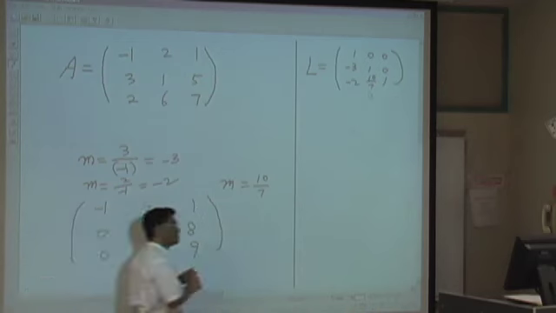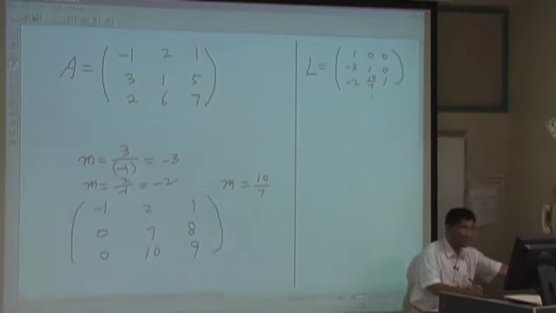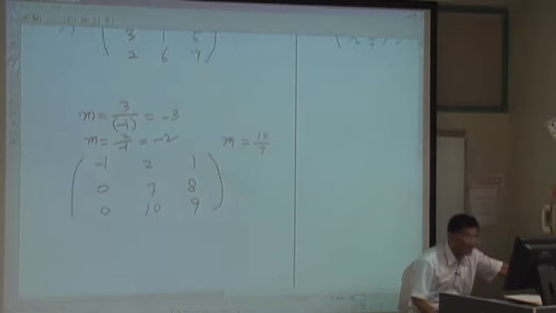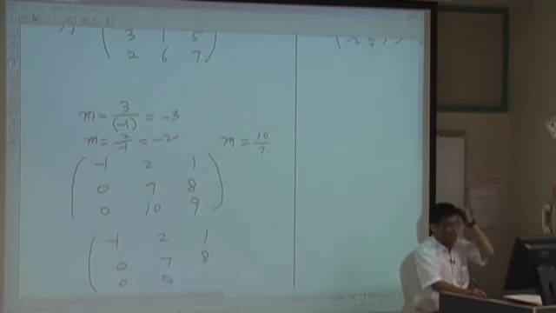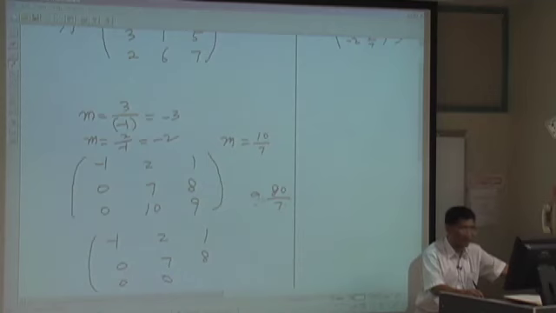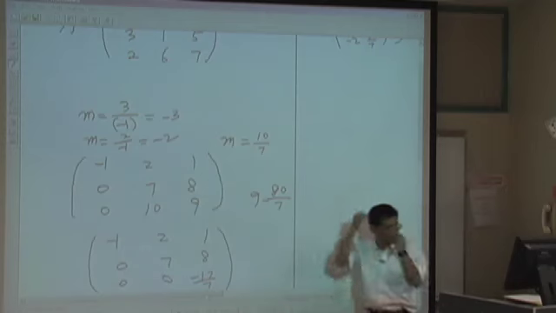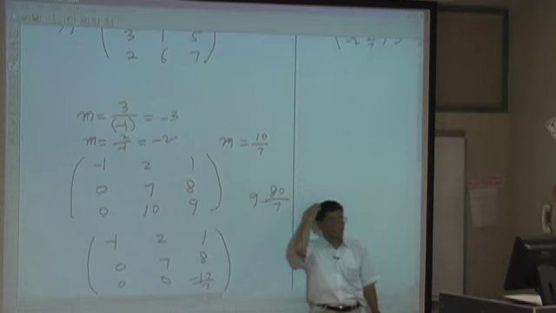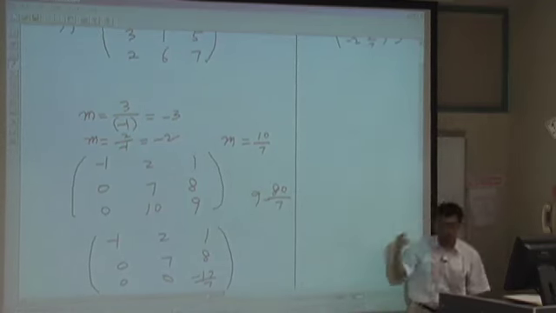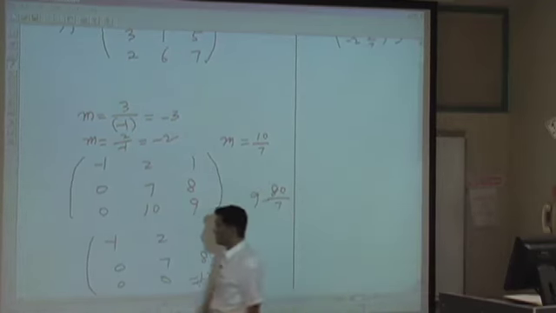And then I will do the calculation. 10 over 7 multiplied in the second row and then subtracted gives us, I will rewrite it. 0, and then 10 over 7 multiplied. So 80 over 7 subtracted from 9, right? Minus 17 over 7, right? Done, right? Take a look. It's an upper triangular matrix. So if you doubt it, I will show you the calculation of this product.